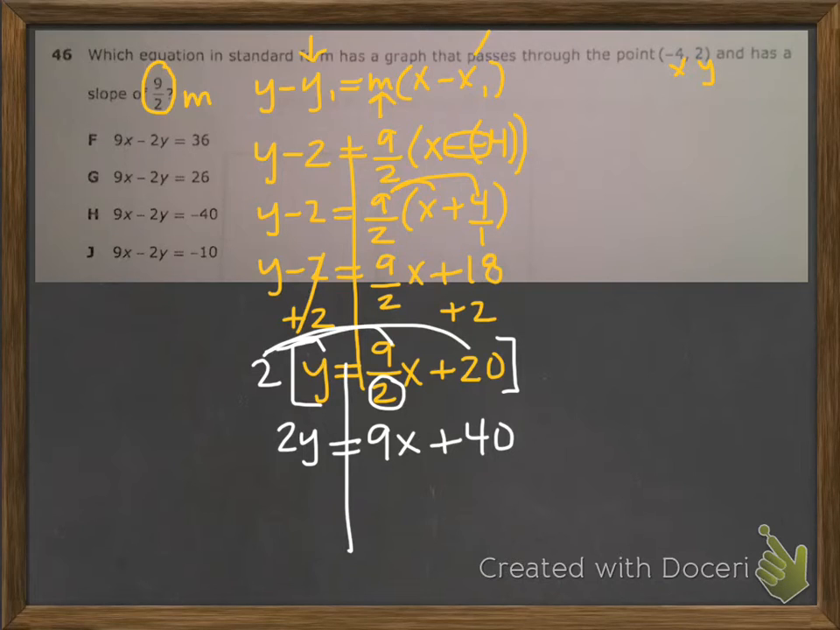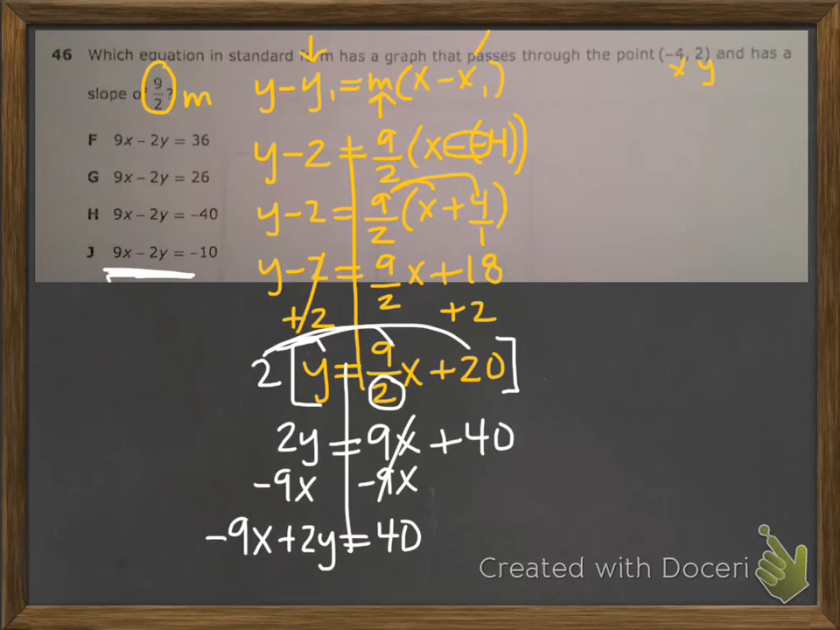Okay, remember, we're trying to make it look like these guys over here in standard form. So we're going to move our x term to the left by either adding or subtracting. Because 9x is positive, we're going to subtract 9x from both sides. 2y and minus 9x are not like terms, we're going to list the x term first, followed by the 2y, and that equals 40. All right, remember the last thing you want to check is the coefficient of x. It's got to be positive.